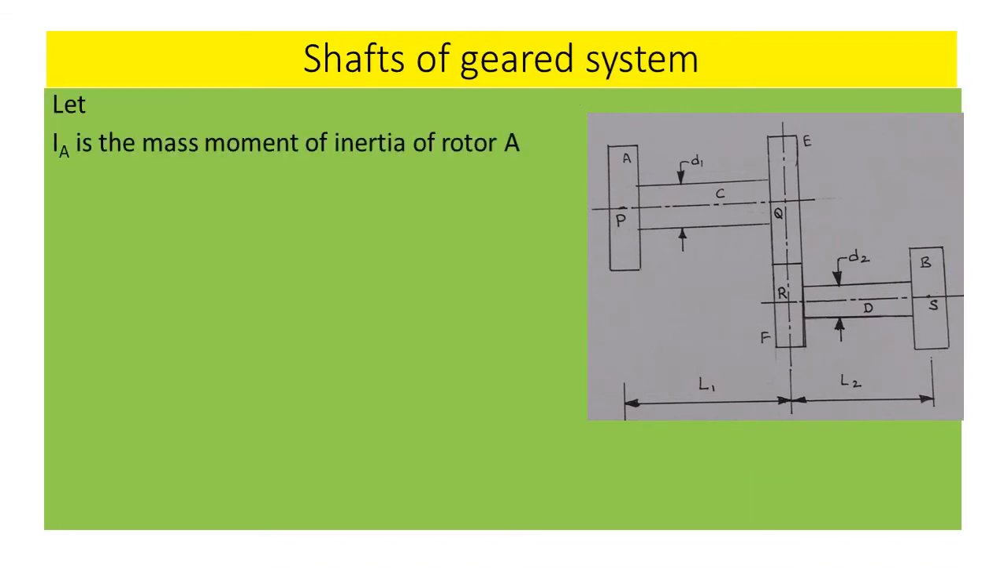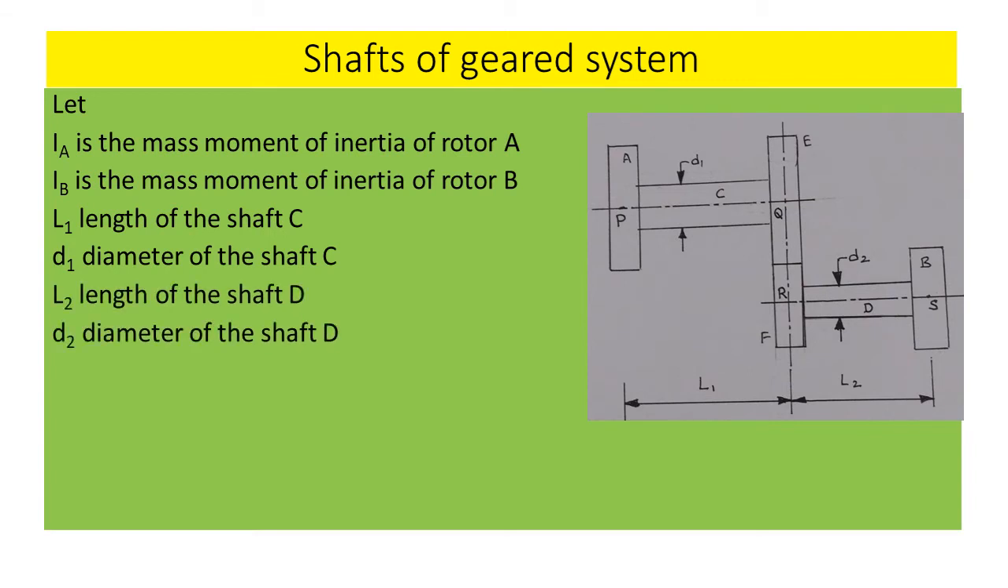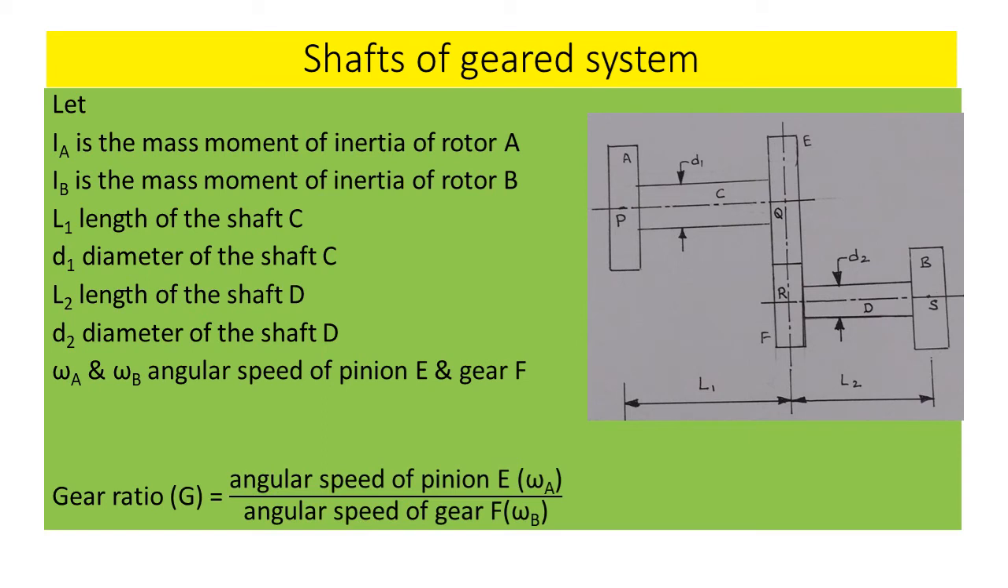Let Ia be the mass moment of inertia of rotor A, Ib the mass moment of inertia of rotor B, L1 the length of shaft C, D1 the diameter of shaft C, L2 the length of shaft D, D2 the diameter of shaft D, omega A and omega B the angular speeds of pinion E and gear F. The gear ratio G equals the angular speed of pinion E, that is omega A, by the angular speed of gear F, omega B.